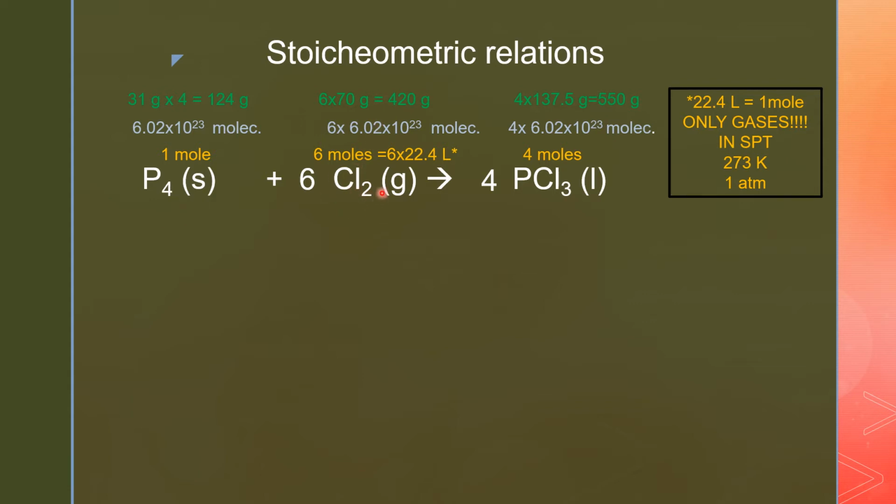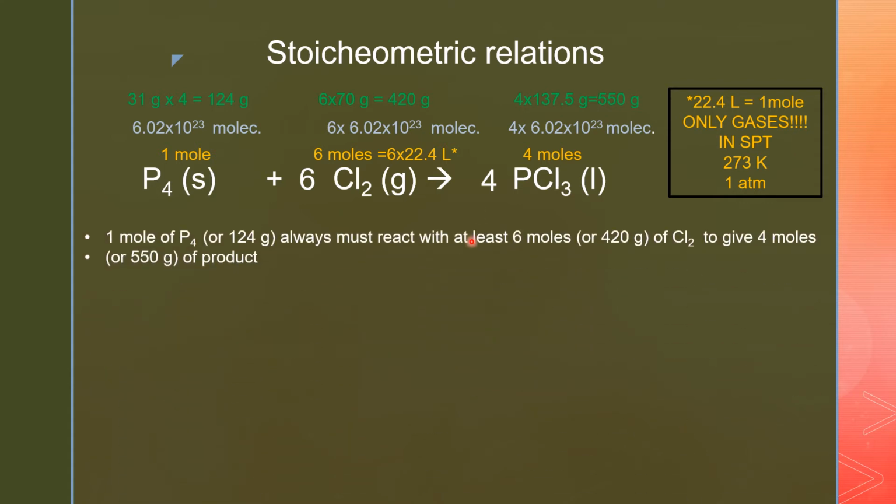There is a direct relation between the moles and the molar mass of the substance. Here, let's see that you have 6 moles of chlorine, so you should multiply the molar mass of chlorine, that is 70 grams. You should multiply it by 6, and here you should multiply it by 4. So, for example, it is true to say that 1 mole of phosphorus, or 124 grams, always must react with at least 6 moles of chlorine to give 4 moles of phosphorus chloride.